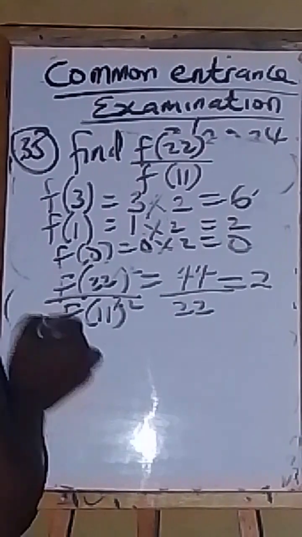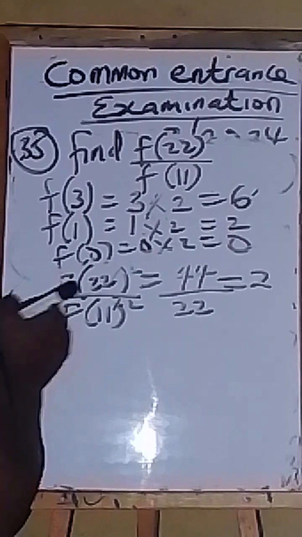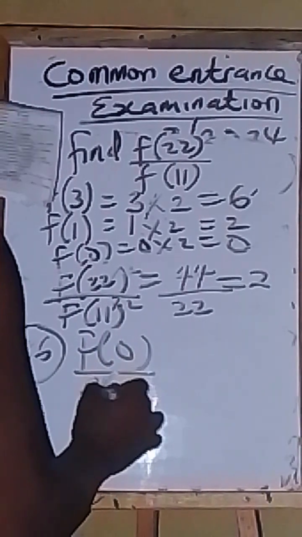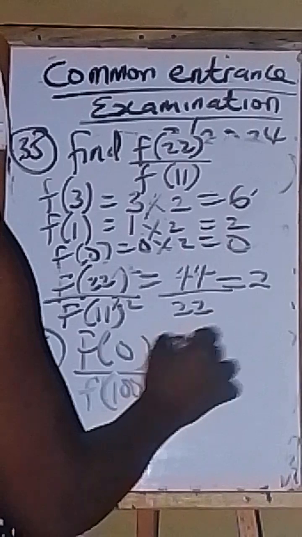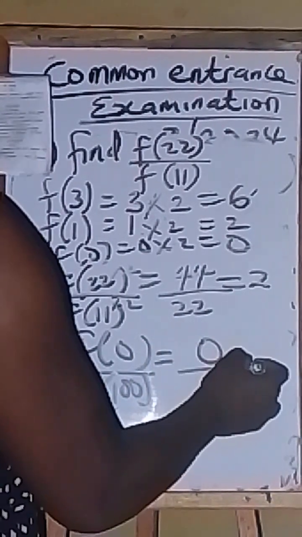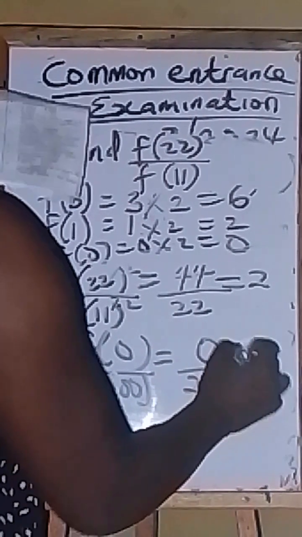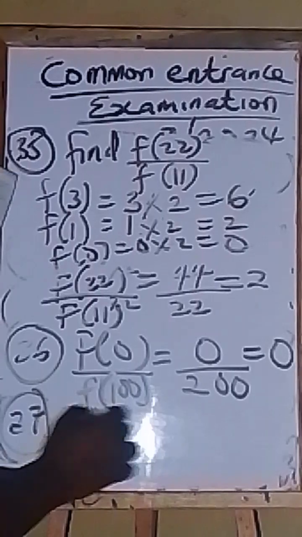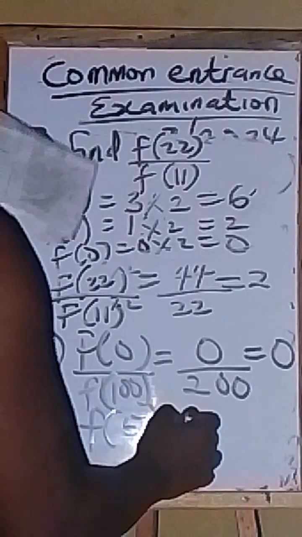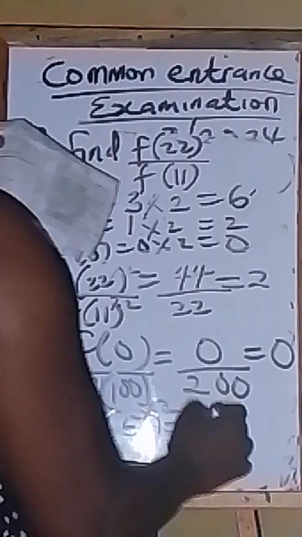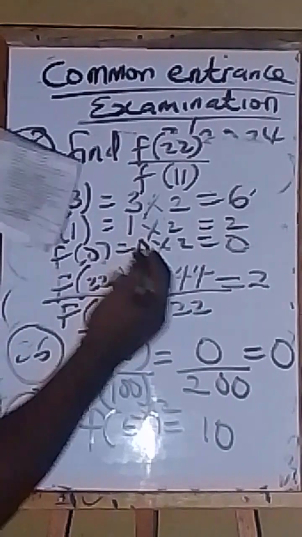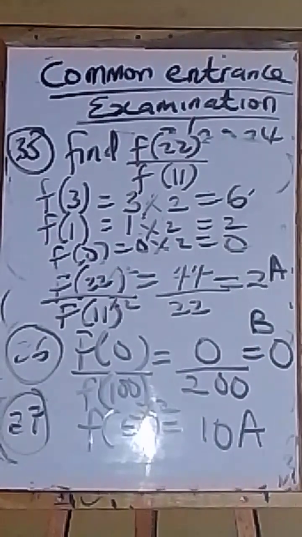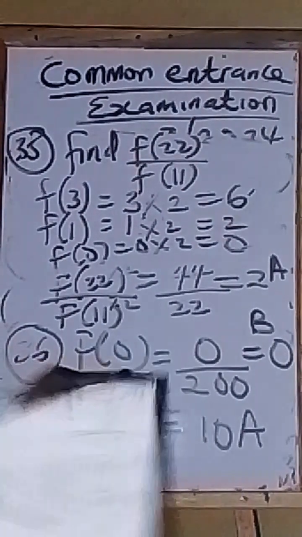The next one to do, 36. We have f of 0 divided by f of 100, and that will give us 0 over 200, and that is 0. We have 37, f of 5. f of 5 is times 2, and that is 10. So the answer here is A. So we'll stop for today.